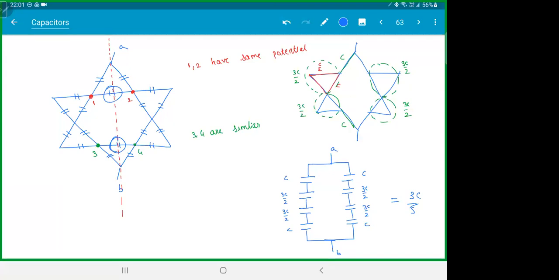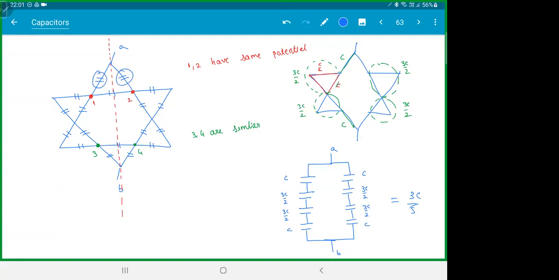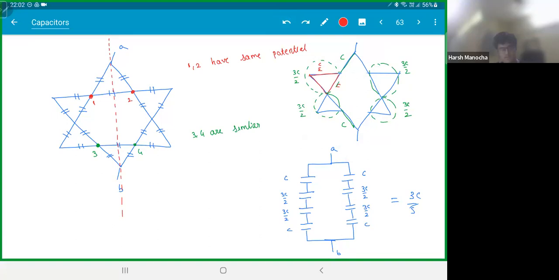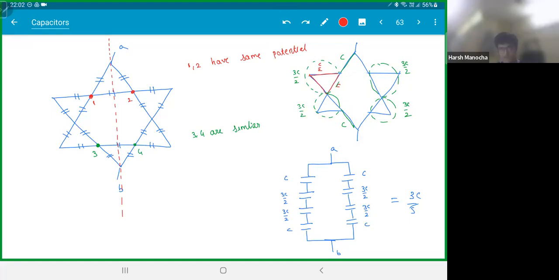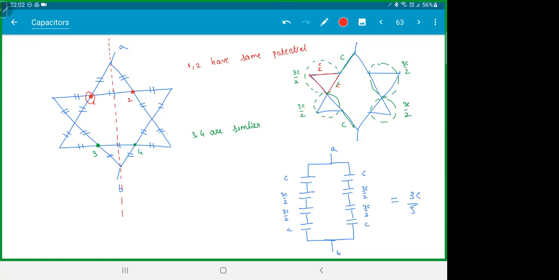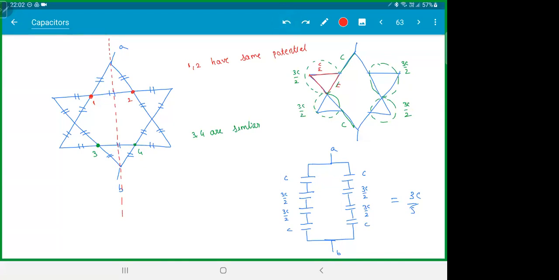What else do you want to remove? On the topmost triangle, we want to remove these two. Why can't we remove them? To remove them, what should happen? The potential difference should be the same across the capacitor. Here it is one, this is A, na? The potential is not the same here. Why will you remove that? Did everyone get the star?